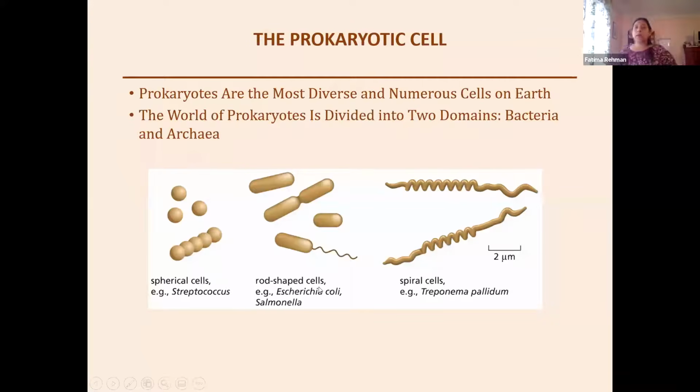Some prokaryotes you can look at. As we talked about, there are two domains, bacteria and archaea. These are some common shapes that you can see within the prokaryotic world. These are all examples of bacteria. So you can have spherical, rod-shaped, or spiral shapes.